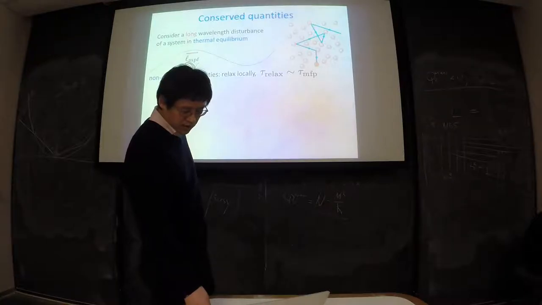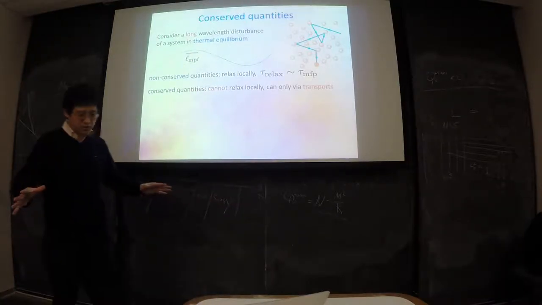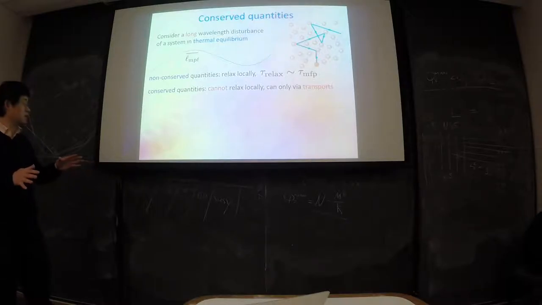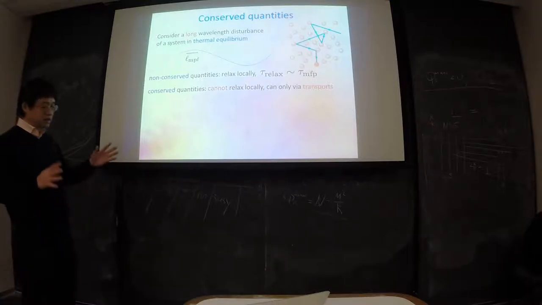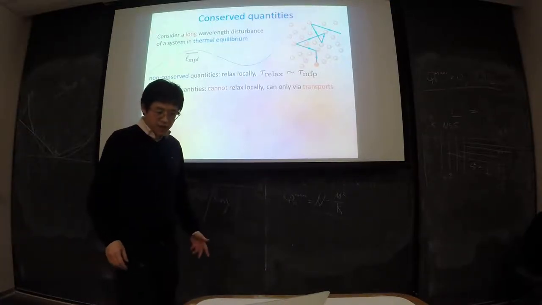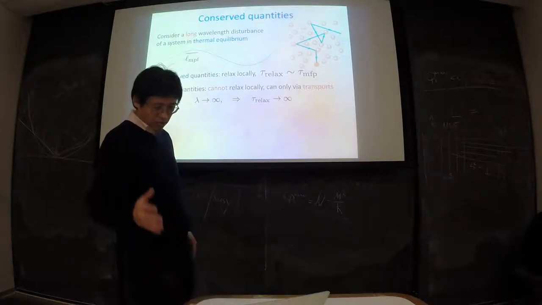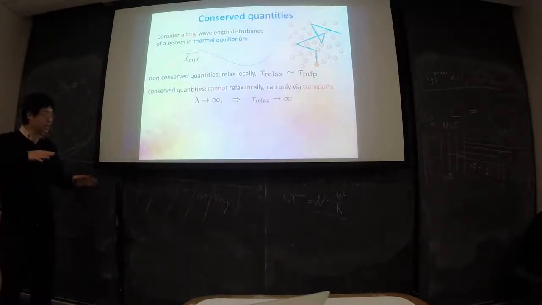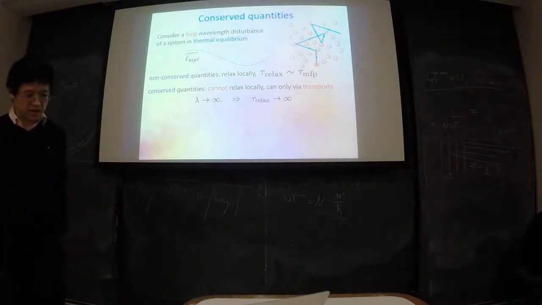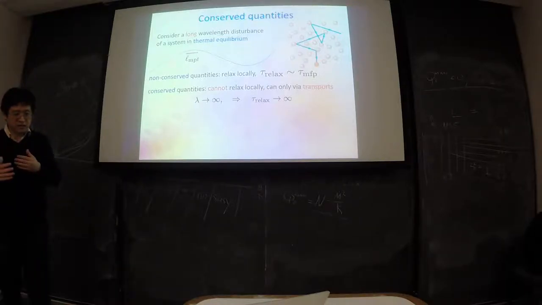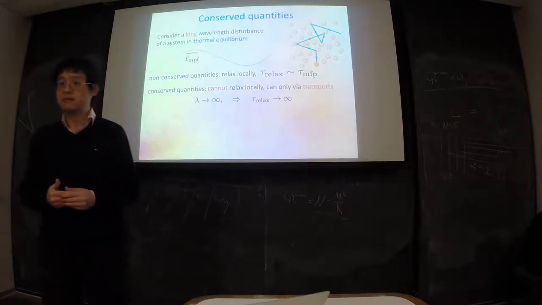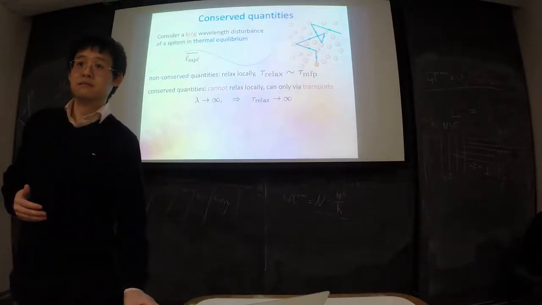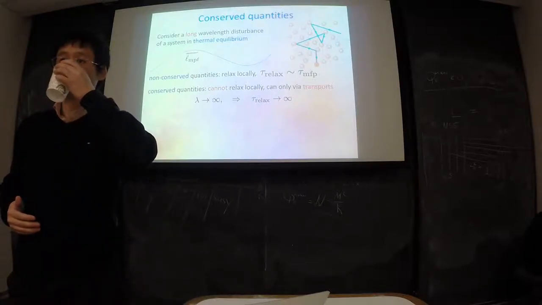But if it's a conserved quantity, then you have a global constraint, because a conserved quantity cannot be destroyed, it can only be transported. And so they cannot relax locally. And that implies that if you take the wavelength to infinity, then it takes infinite time for them to relax. So if you make longer and longer wavelength excitations, the lifetime will be longer and longer, okay?